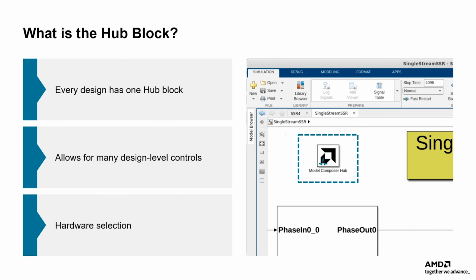Vitis Model Composer automatically compiles designs into low-level representations. However, a Vitis Model Composer model requires the addition of the Vitis Model Composer hub block to configure compilation and generate outputs. The block allows you to have many design-level controls, such as selecting output directories, the compilation types, and the types of analysis. It is also used to select the target hardware or the platform for the design.